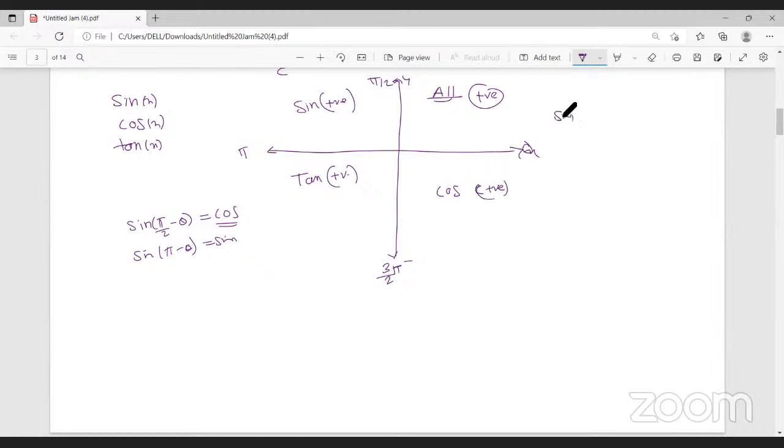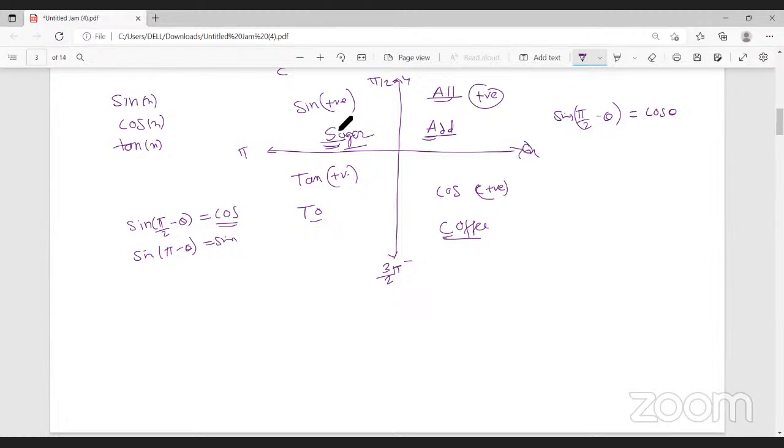So when I say sine of pi by 2 minus theta equals cos of theta, how do we remember this? Simply, A stands for all the trigonometric functions, S for sine, T for tan, and C for cos. Just remember: add sugar to coffee. Here you can see all the trigonometric functions are positive in this quadrant.